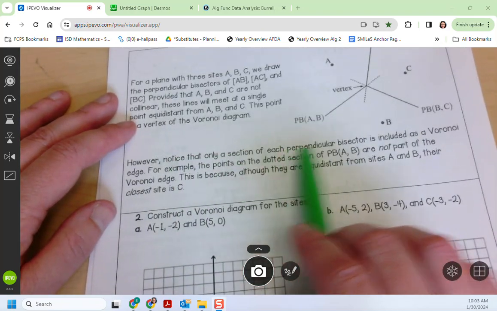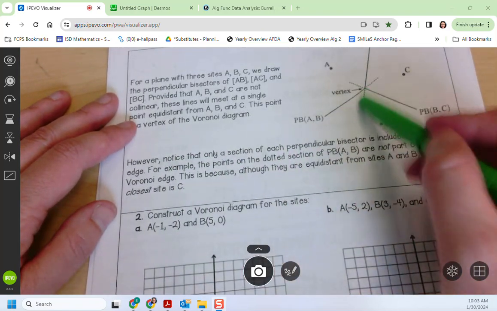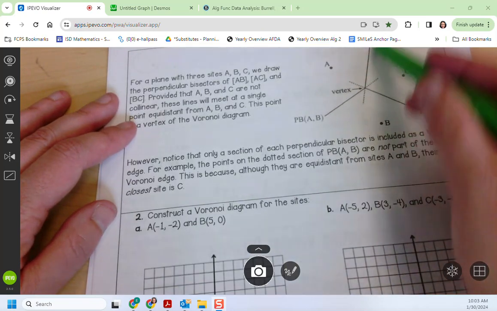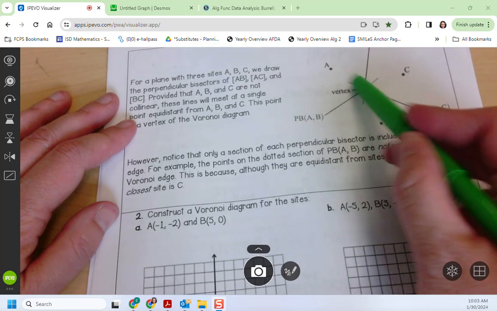Notice only a section of each perpendicular bisector is included. So these parts with the dashed line, those aren't actually included. If you had drawn the perpendicular bisector, you would erase those parts.